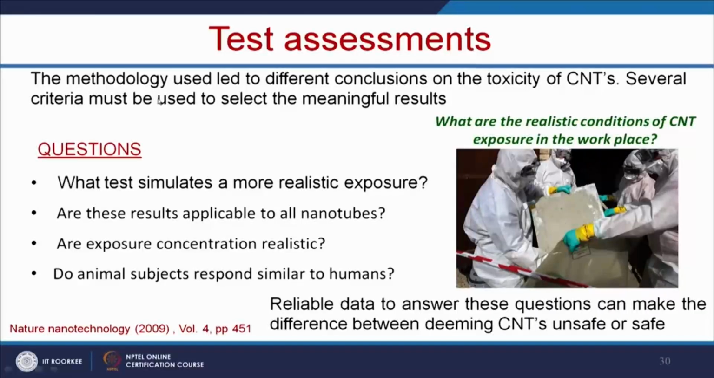So what are the various test assessments? The methodology used led to different conclusions on the toxicity of carbon nanotubes. Okay. So several criteria must be used to select the meaningful results, like what test simulates a more realistic exposure, and also are these results applicable to all nanotubes, is the exposure concentration realistic, and do animal subjects respond similarly to humans. Okay. So reliable data to answer these questions can make the difference between deeming these carbon nanotubes unsafe or safe.